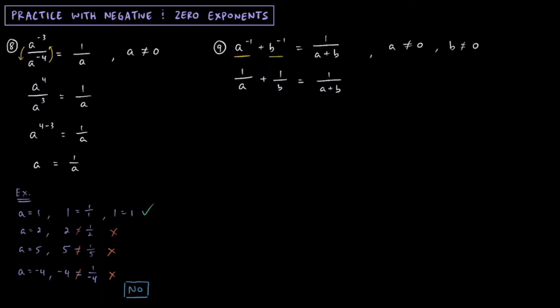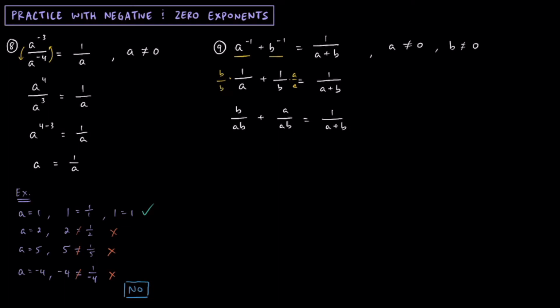Well, if we really wanted to write the left side using one fraction bar, because notice how there's 2 fraction bars on the left, we would need common denominators. So the GCF here would be ab. So we'd multiply this side by b over b and multiply this fraction by a over a. So if you did that, we would get b over ab plus, and 1 times a is going to be a over ab, and that should be equal to 1 over ab, if this is true.